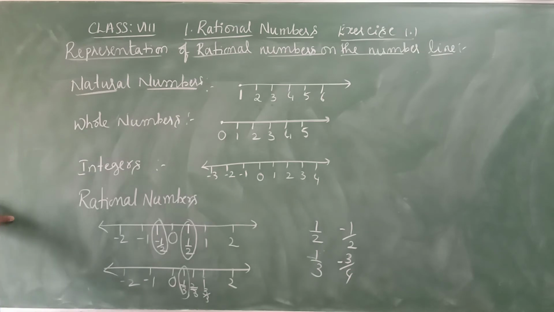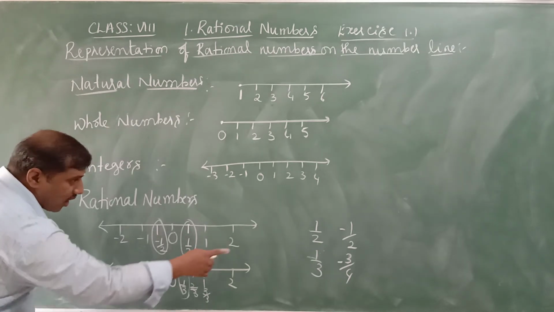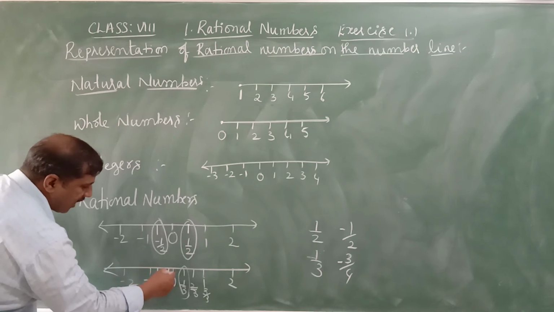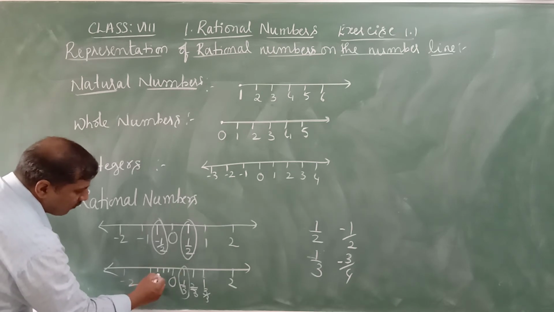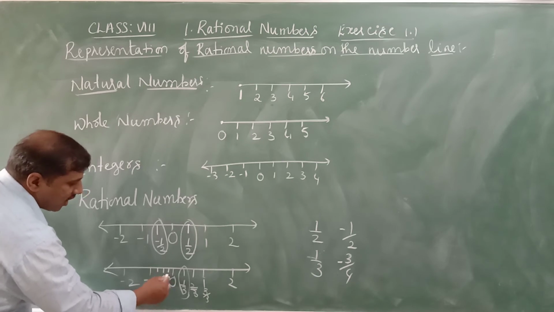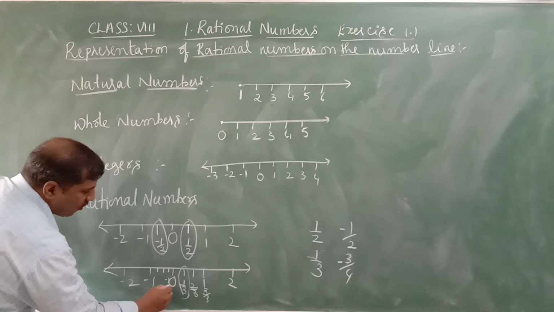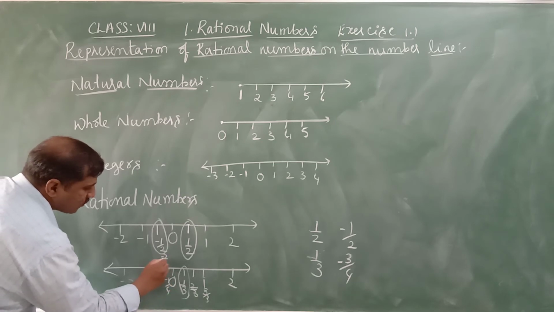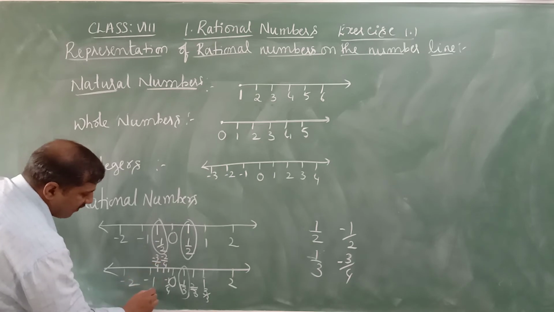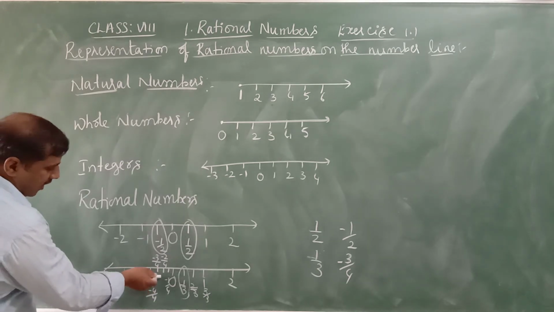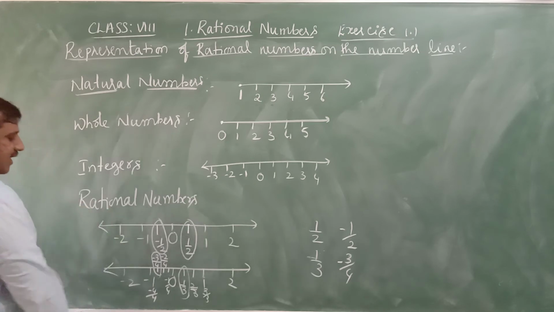0 and minus 1. So you divide the space into, as the denominator is 4, equal parts: 1, 2, 3 and 4. This number will give you minus 1 by 4, this will give you minus 2 by 4, this will give you minus 3 by 4, and this will give you minus 4 by 4. Therefore, this point will represent minus 3 by 4.